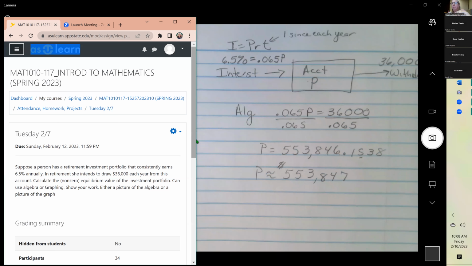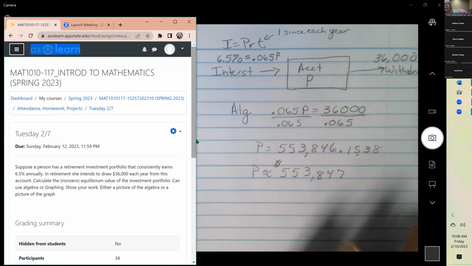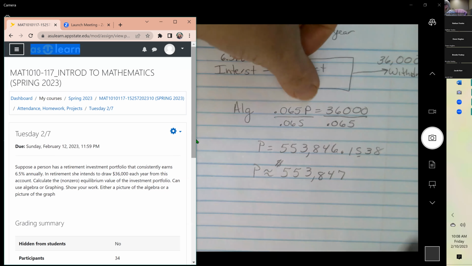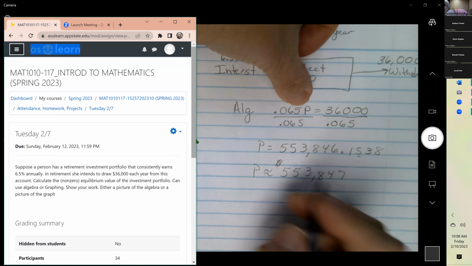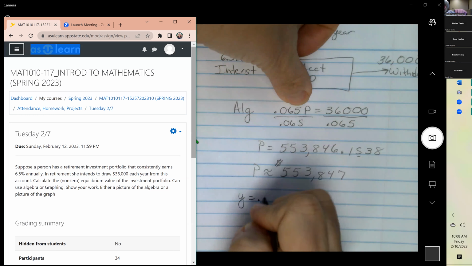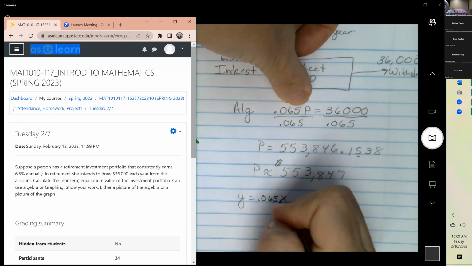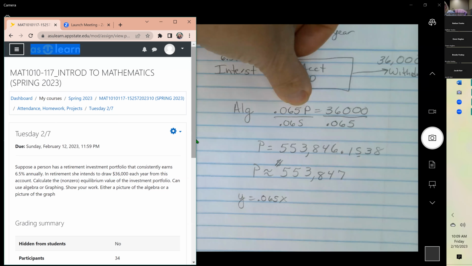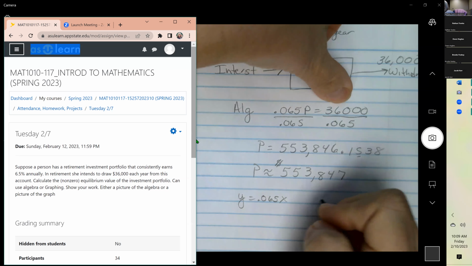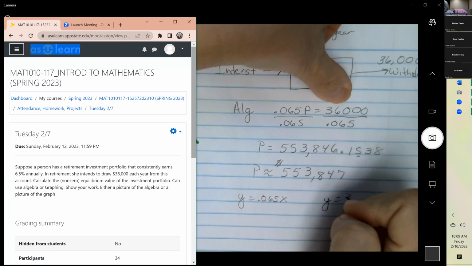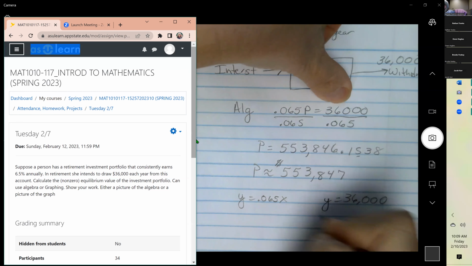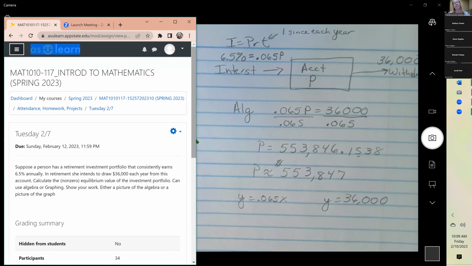Okay. Just in case someone else needs it: for the graph, take this side, y equals 0.065, but instead of p, use x because that's what Desmos uses, x and y. Then this one would be y equals 36,000, and then just find where they intersect. Any questions on that? Does anyone need me to do the graph?